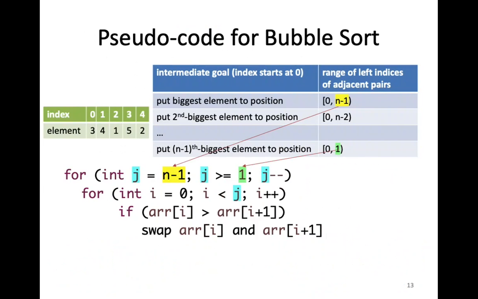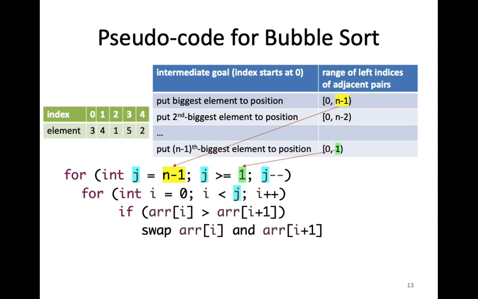Here is a complete code of bubble sort. Look at this table. To put the biggest element in position, we examine all adjacent pairs whose left indices range from 0 to n-1, where left close bracket means 0 is included and right open parenthesis means n-1 is not included. To put the second biggest element in position, we examine one fewer adjacent pair. So the left indices range from 0 to n-2. Keep on working. Now we come to the task to put the n-1 biggest element to position. The only adjacent pair we need to work on is the first, where left index is 0.